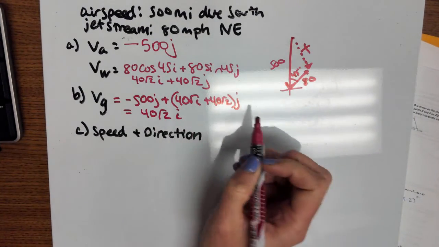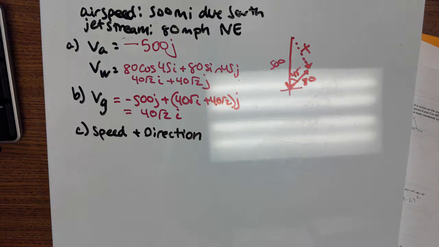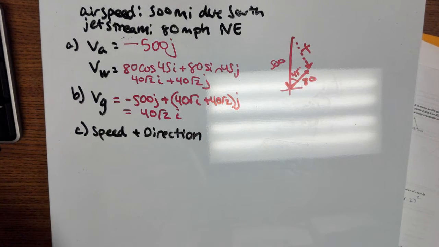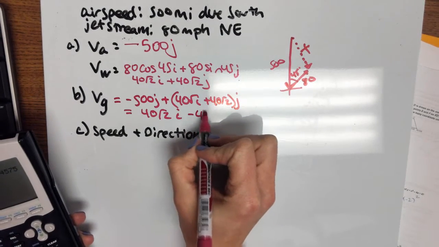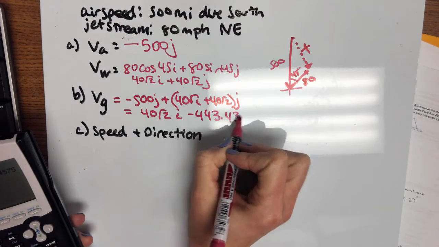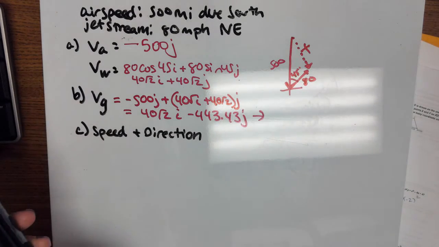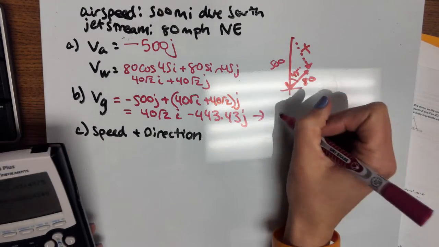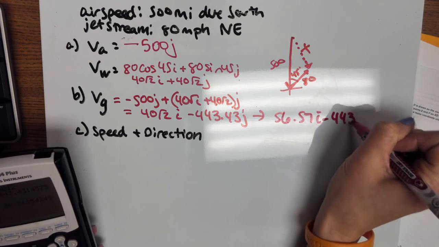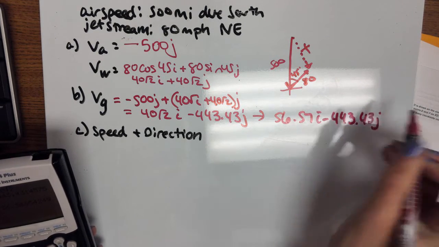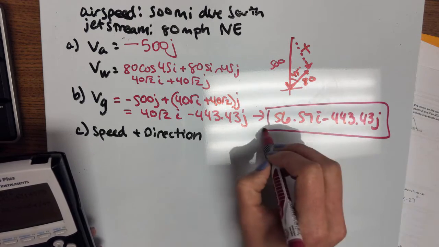So we have 40 radical 2 i, and then we're going to have, let's see, if we type this in, negative 500 plus 40 radical 2 gives me negative 443.43 j. If we want to simplify the i, I guess I should have done that. It's going to be 56.57 i minus 443.43 j. So that would be the ground speed.